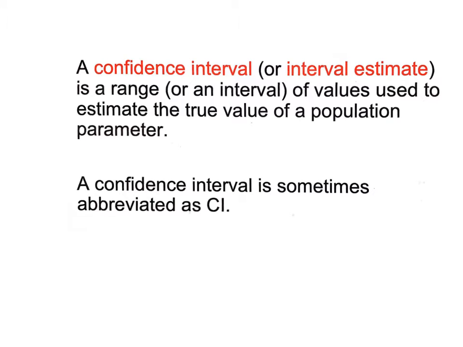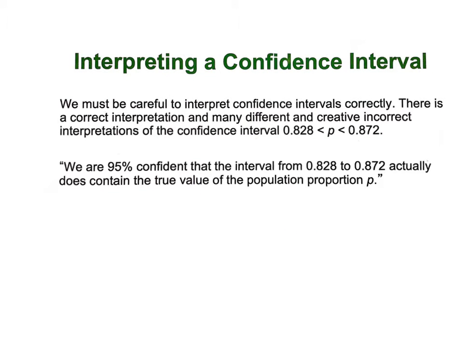All right, a confidence interval, sometimes known as CI, is a range or an interval of values used to estimate the true value of a population parameter. Interpreting one, you've got to be careful how you say this. There's a correct interpretation. If this is my confidence interval right there, and it's a 95% confidence interval, what I could say is we are 95% confident that the interval from 0.828 to 0.872 actually does contain the true value of the population proportion P. 95% confident that it's in that interval.